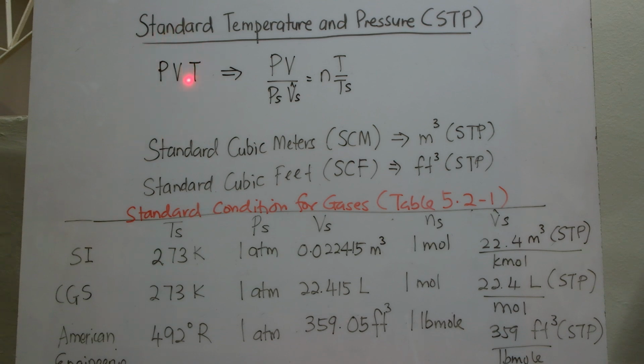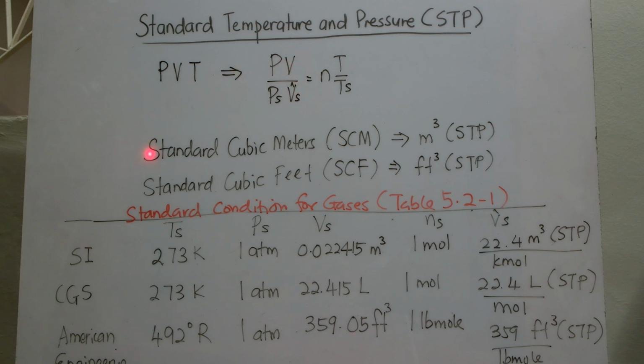To find P, V, T, you can use this equation, the one that we obtain by dividing the ideal gas equation with the ideal gas equation at STP. So using this, you do not need to use R.